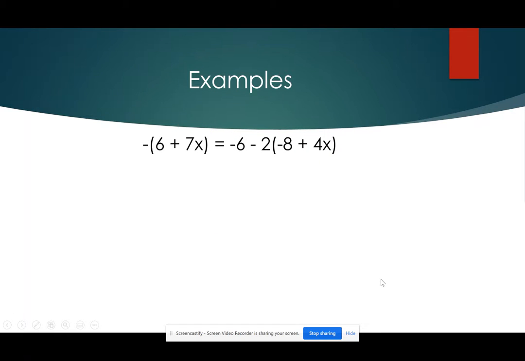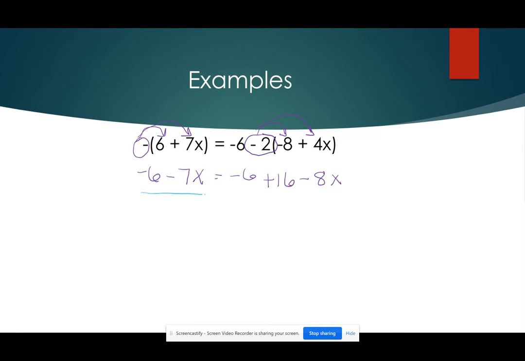Next example, we have to distribute a -1 because there's a negative in front of this parenthesis. So -1 times 6 gives us -6. -1 times 7x minus 7x equals -6. We distribute this whole -2. So -2 times -8 is plus 16. -2 times -4x is minus 8x. Now we go through and we combine our like terms.